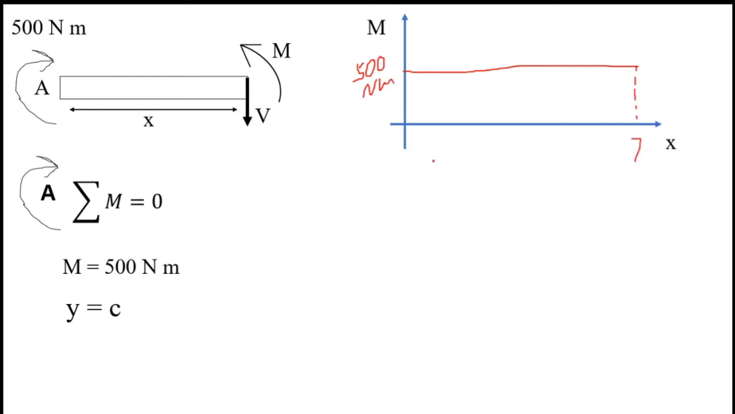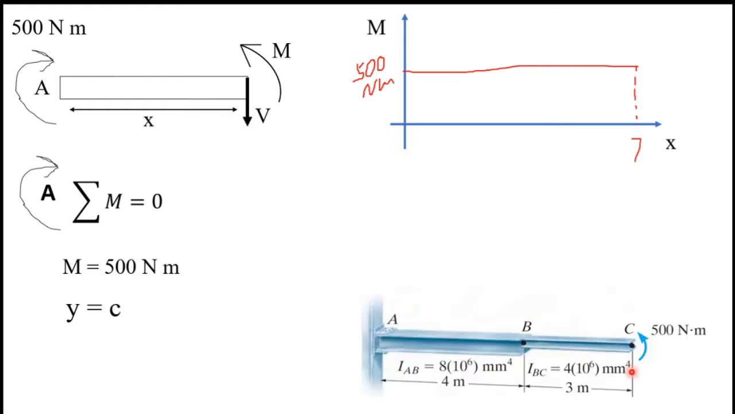Actually we have to find the M over EI diagram. Here you can see IAB equals 8 times 10 to the power 6 and IBC equals 4 times 10 to the power 6. So IAB equals 2 times IBC, right? Therefore I will write IBC equals capital I and then IAB equals 2I. So when IBC equals capital I, IAB equals 2I.